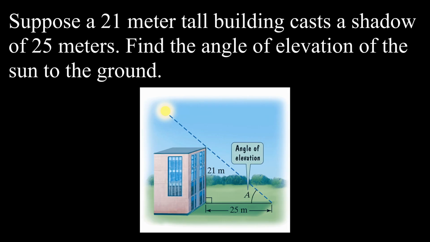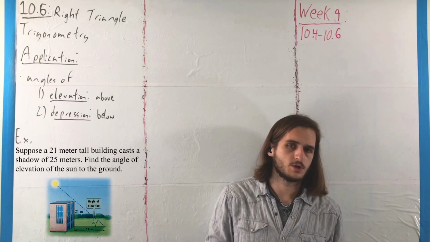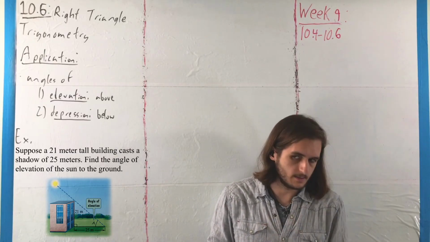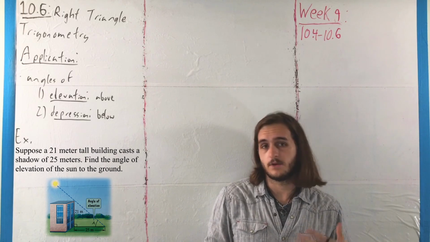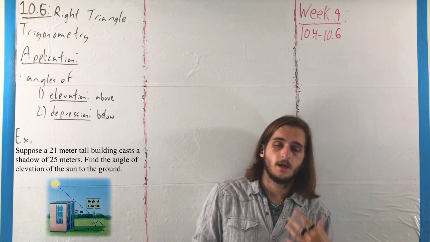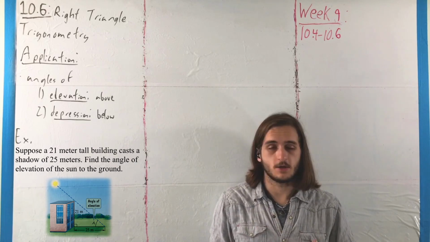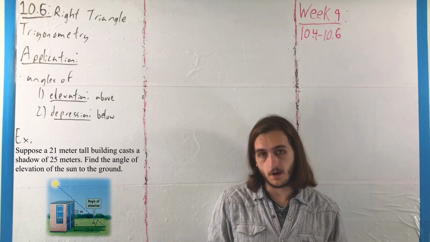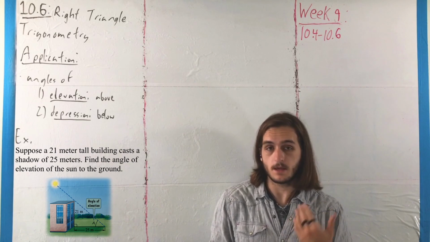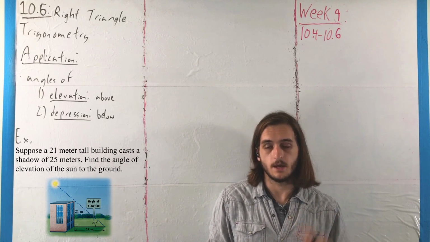For this, suppose a 21-meter tall building casts a shadow of 25 meters. Find the angle of elevation of the sun to the ground. Well, one other thing to mention here is that with these problems, you're not always going to be given the picture. And if you have something like this on an exam, what I would strongly recommend is sketching up the picture. I don't expect it to be quite that good. I don't expect it to be good at all based on the sort of skills that you've seen from me when it comes to artistic ability.